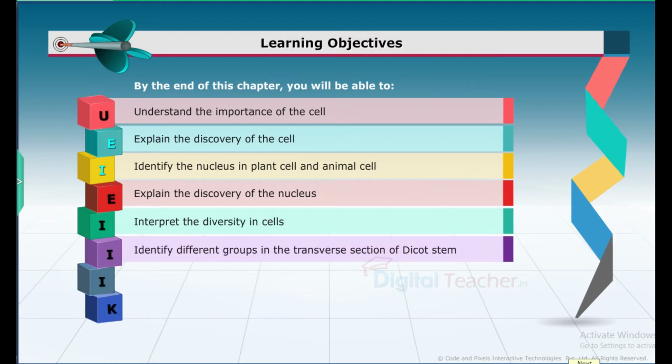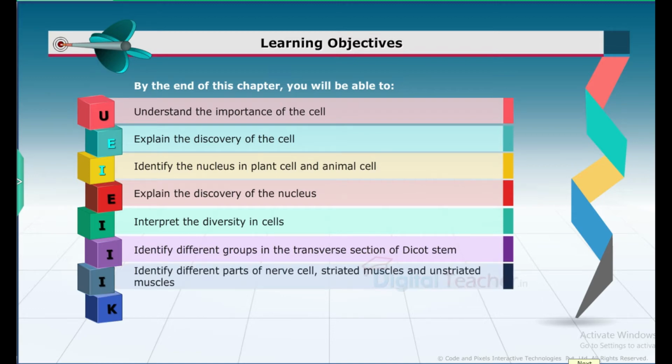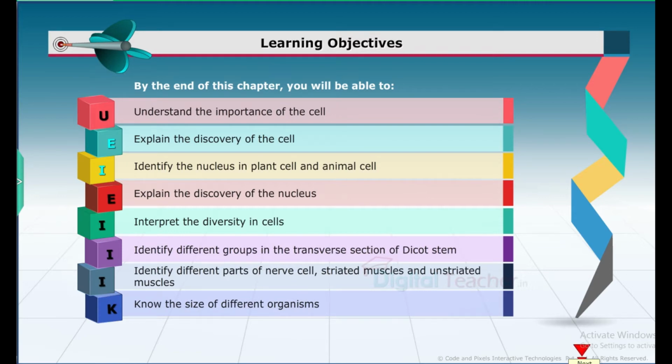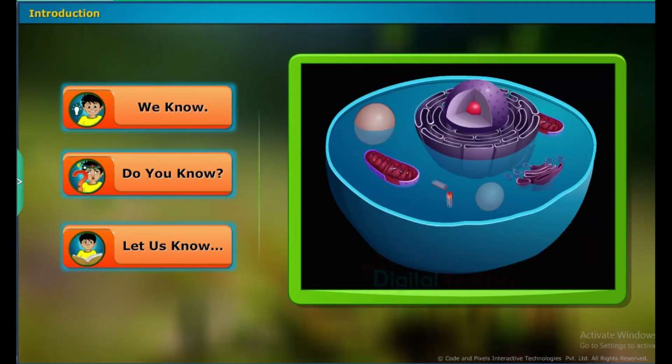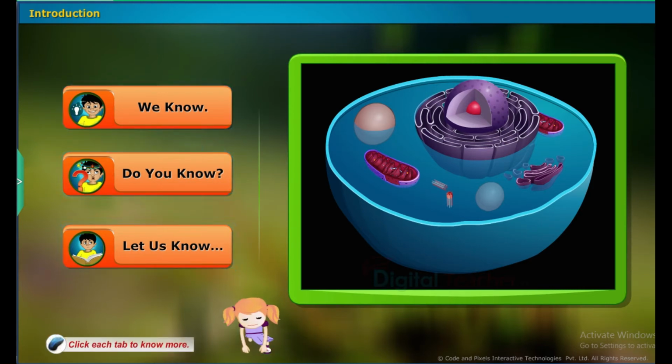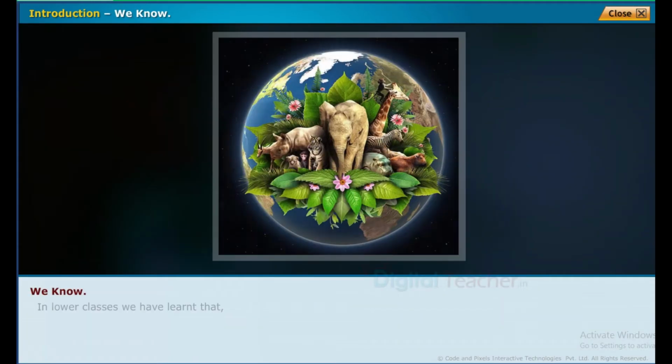Identify different groups in the transverse section of dicot stem. Identify different parts of nerve cell, striated muscles and unstriated muscles. Know the size of different organisms. Introduction. Before entering into the chapter, follow the instructions shown on the screen. Click each tab to know.